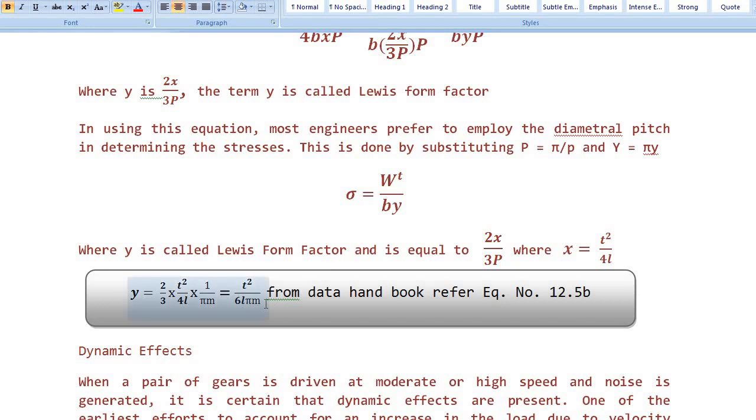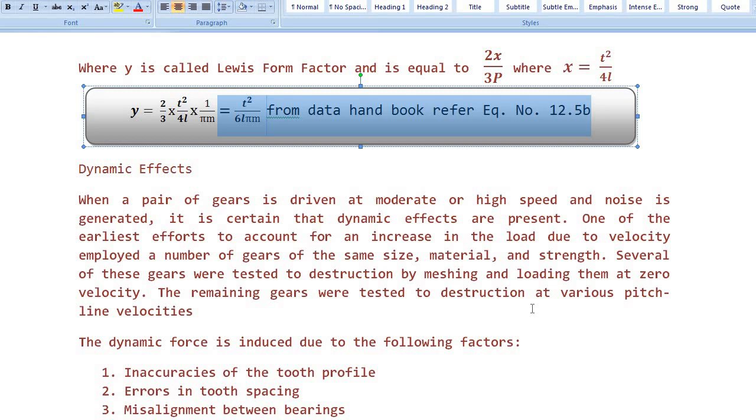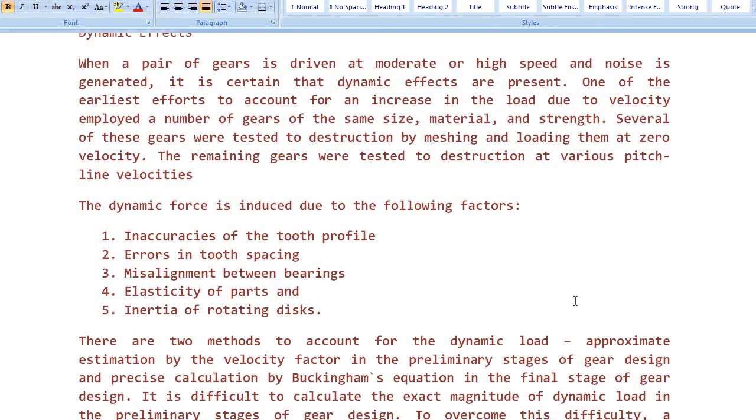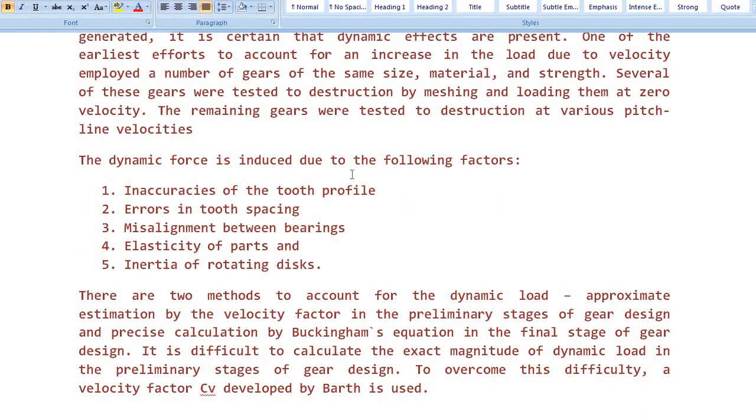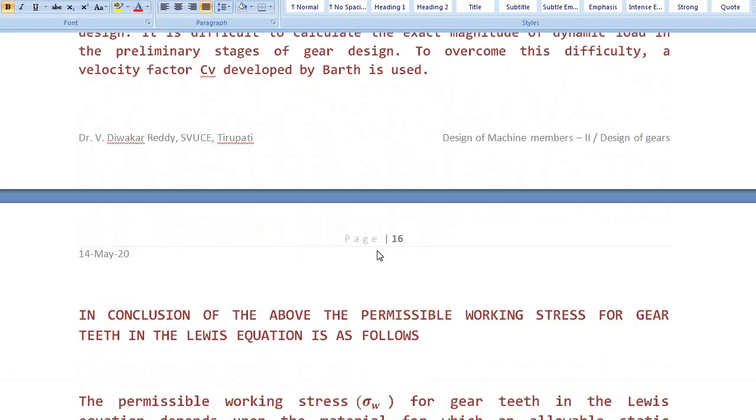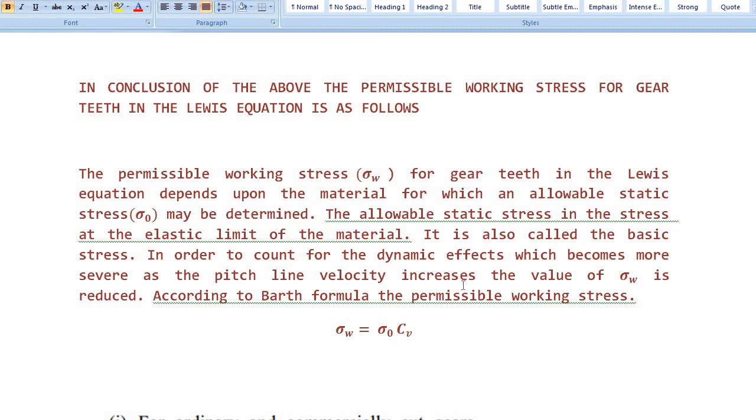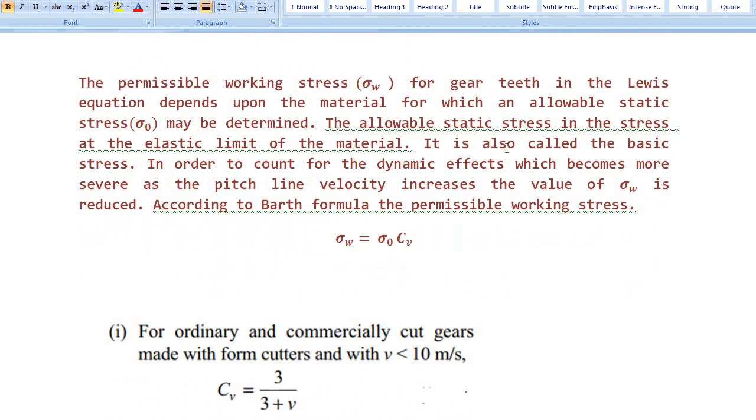This Lewis form factor is given by t square by 6 l into pi m. We can refer to it in the data handbook, equation number 12.5b, where it is available. And dynamic forces: what is the process by which dynamic forces are induced? That we will discuss shortly. And in conclusion, that is the derivation of the Lewis equation.